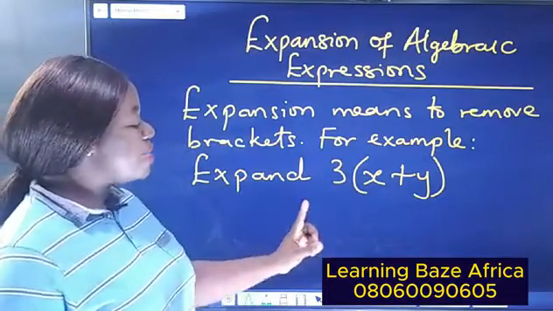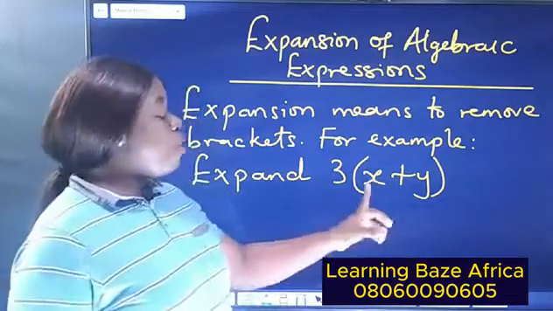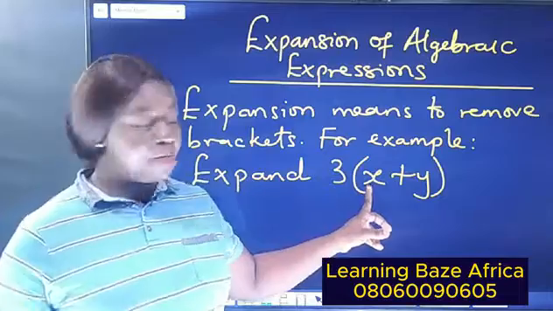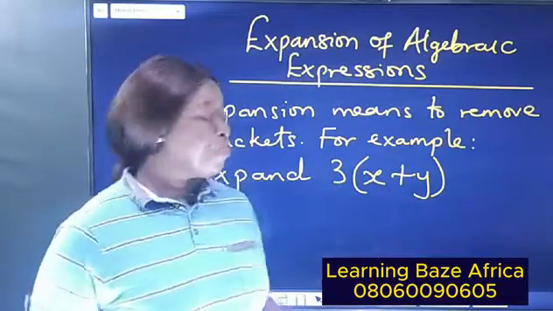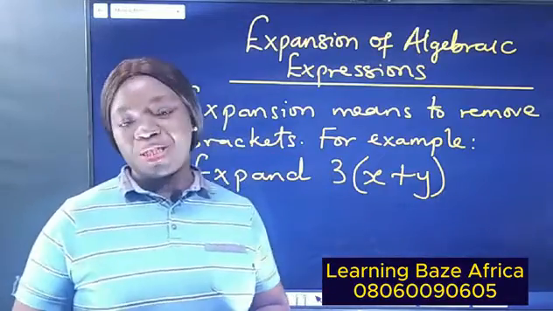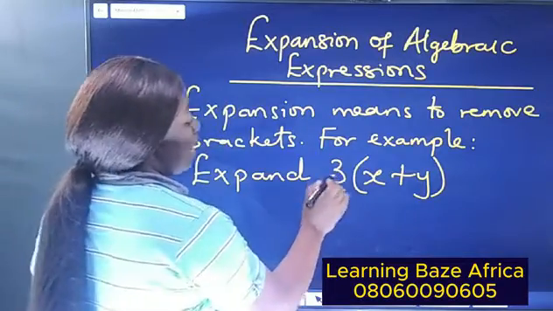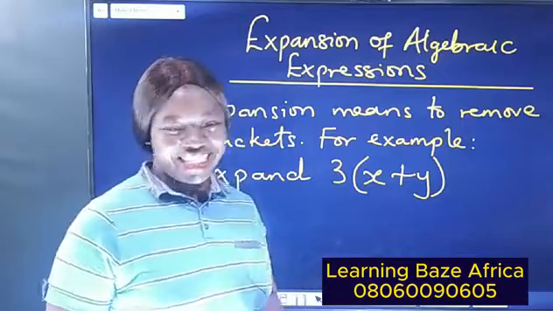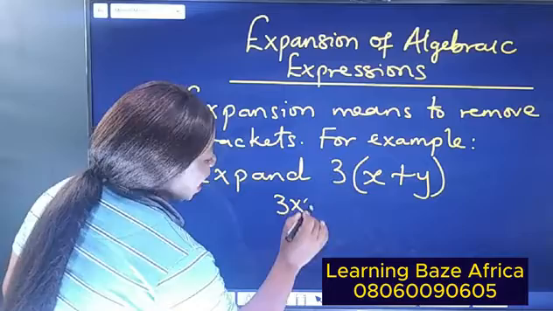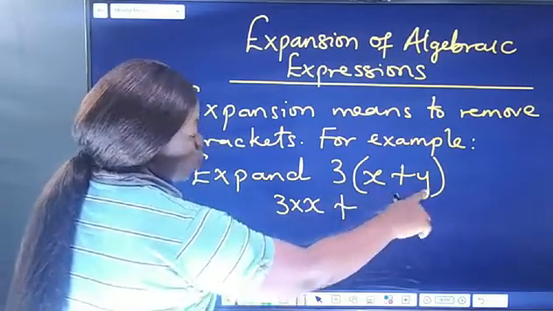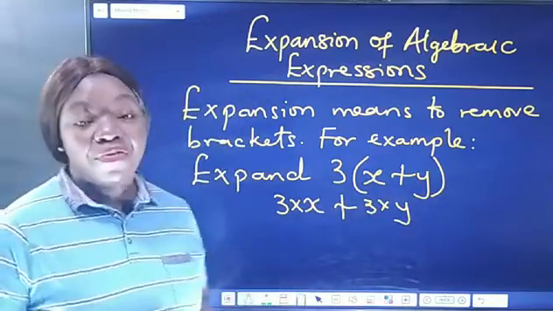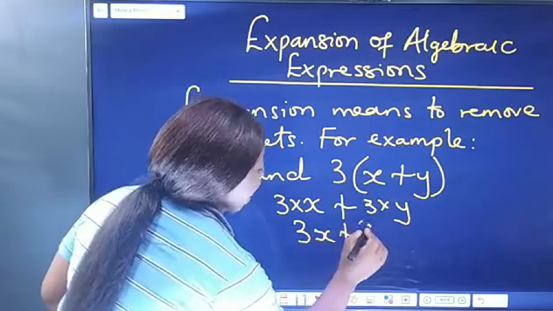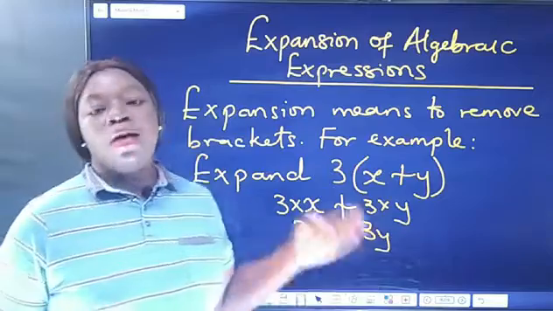Now let's start. For example, expand 3 into bracket x plus y. Now when we have x, we have y, we have other letters of the alphabet in mathematics, we call them terms. So x is a term, y is a term, 3 is also a term. But 3 is a number. So now let's expand this algebraic expression. Let's remove the brackets. So 3 beside the brackets means 3 will multiply each term in the bracket. So it means 3 times x plus 3 times y. So now we have removed the bracket. So let's simplify. 3 times x is 3x plus 3 times y is 3y. So we have 3x plus 3y.